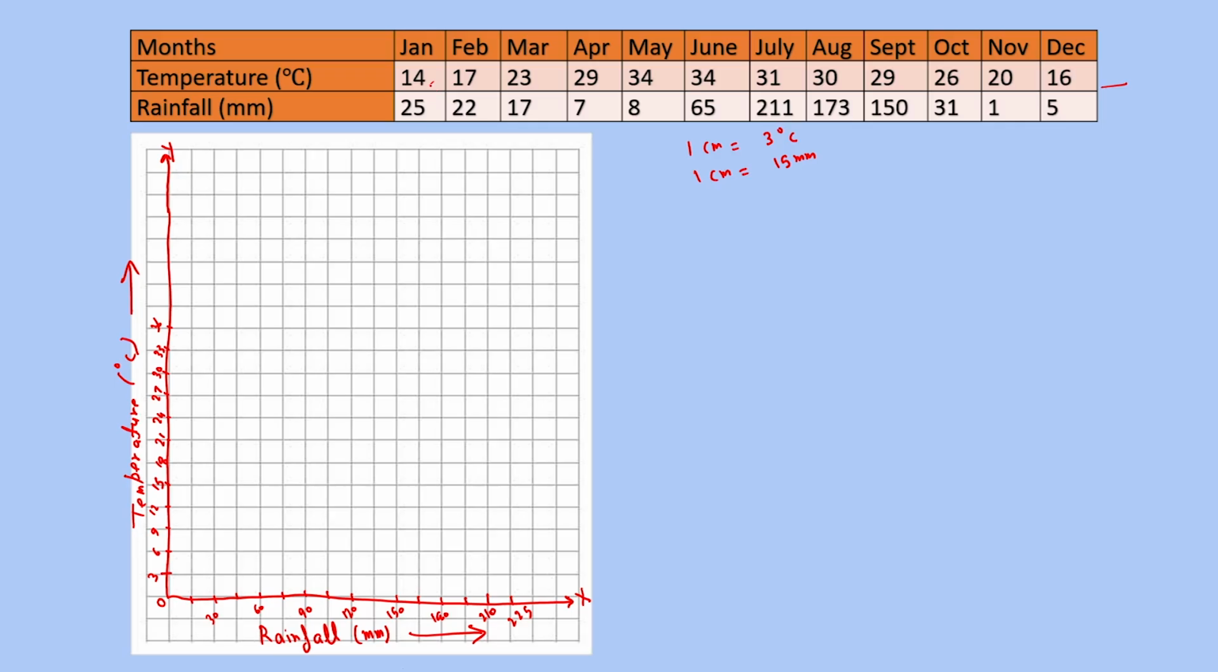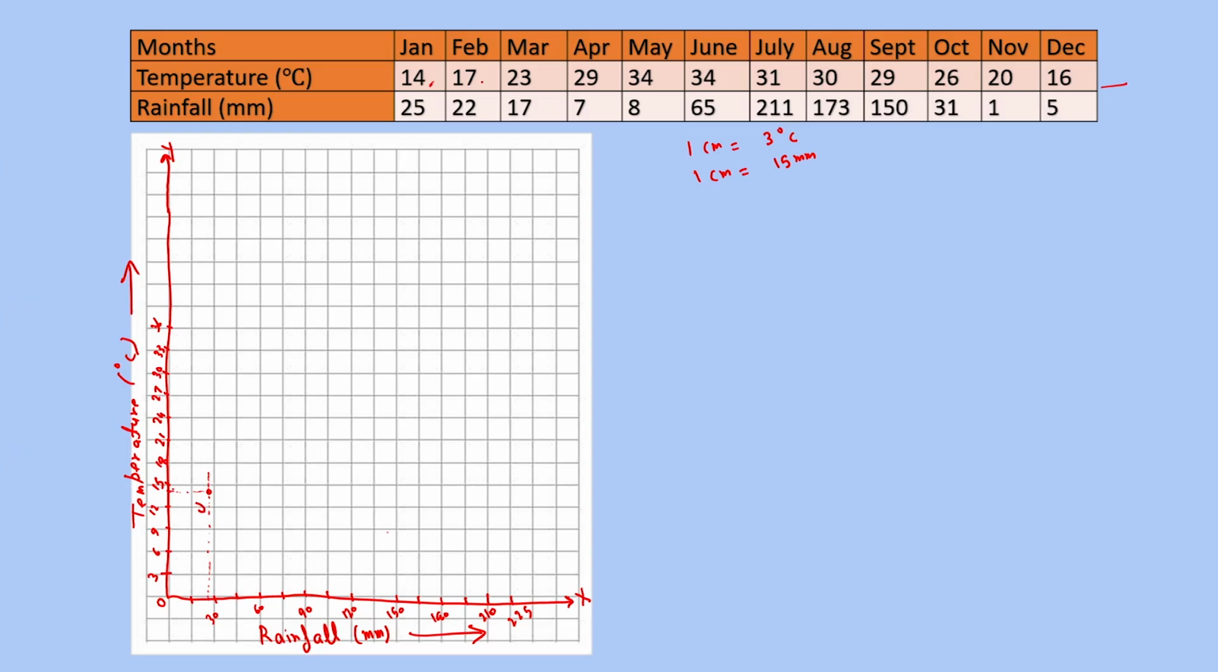For the month of January, we have a temperature of 14 degrees. First we will locate where 14 degrees is. Suppose it is here, and the rainfall is 25 mm. Then we will locate it here too. So, maybe it is here. We will draw a perpendicular. Where these 2 points meet, we will put a point and write that this is for the month of January.